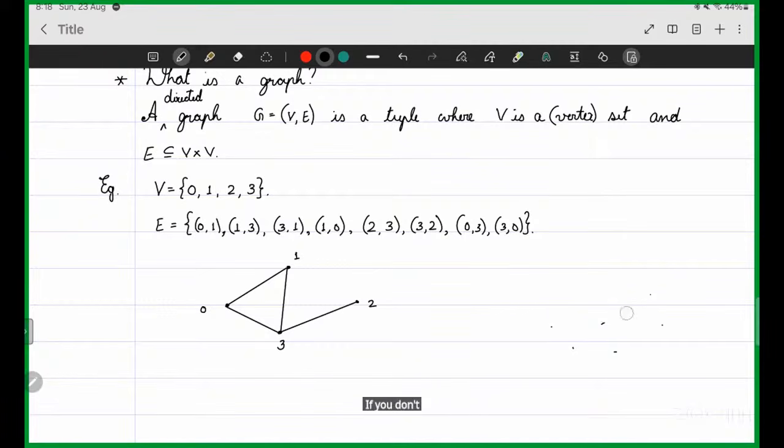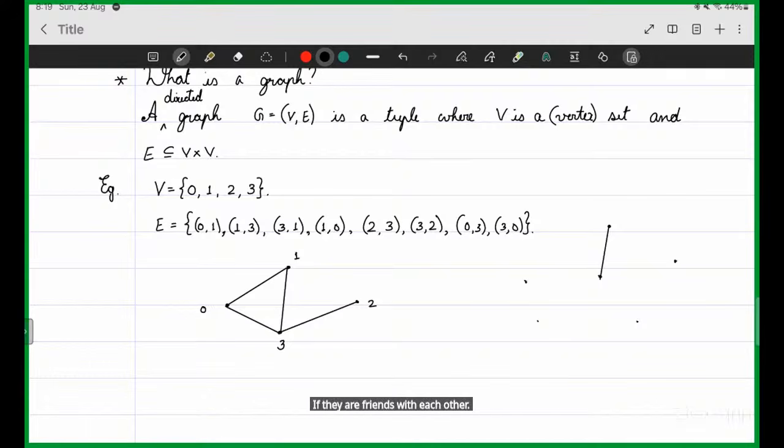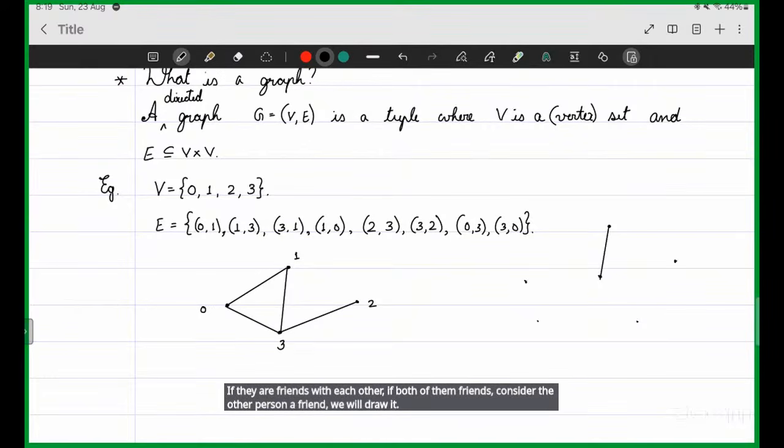If you don't want such a huge vertex set, you can even just plot it in a classroom and say, let's say there are like 6 students in a classroom, and there would be an edge between 2 students if they are friends with each other. For now, let us assume that friendship is both ways. If both of them consider the other person a friend, we will draw it. So in this case, you don't need a directed graph, right? If I'm a friend with the other guy, the other guy is a friend of mine. So this would be a two-way relationship.